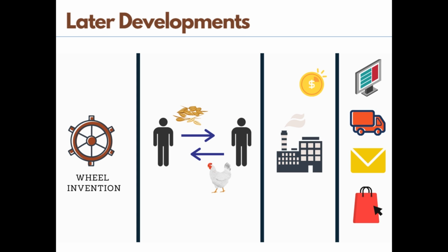After the invention of wheel, transportation began. People started to travel from place to place. Barter system was in place at that time. It is a trading method through which goods get exchanged without money. Here you can see a person gives grain and receives hen in return. This system was in use when money was not invented.